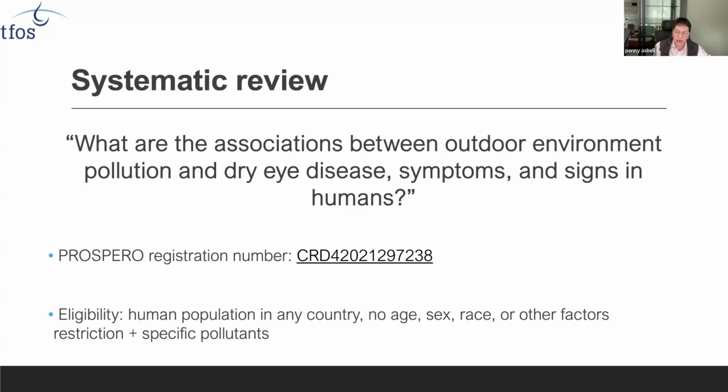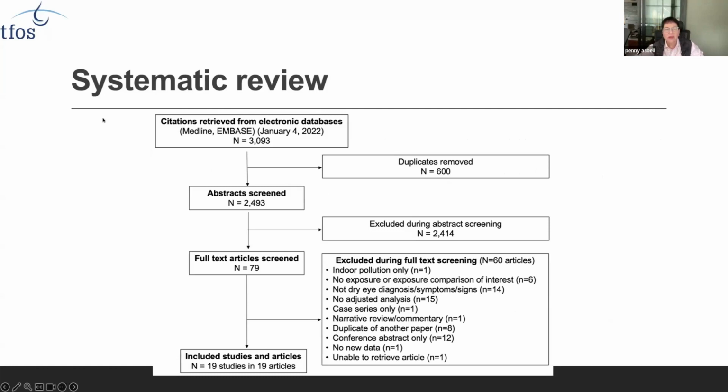So they looked at all human reports, with no distinction on age, sex, country, or other factors, and tried to look. So what do you find? This is why it's a lot of work. This is a systematic review.